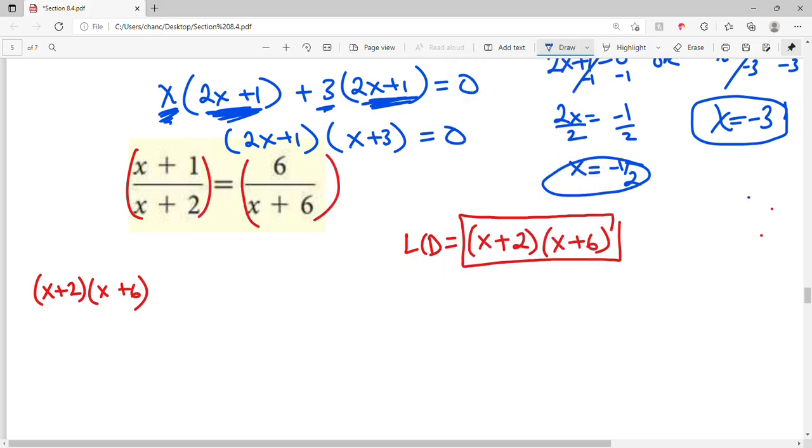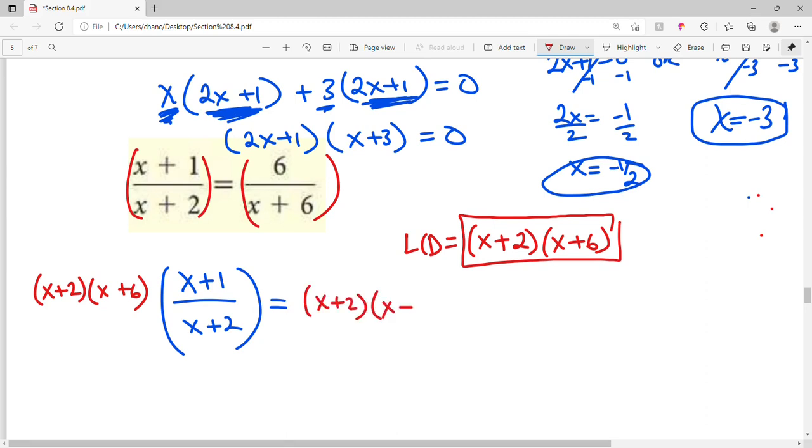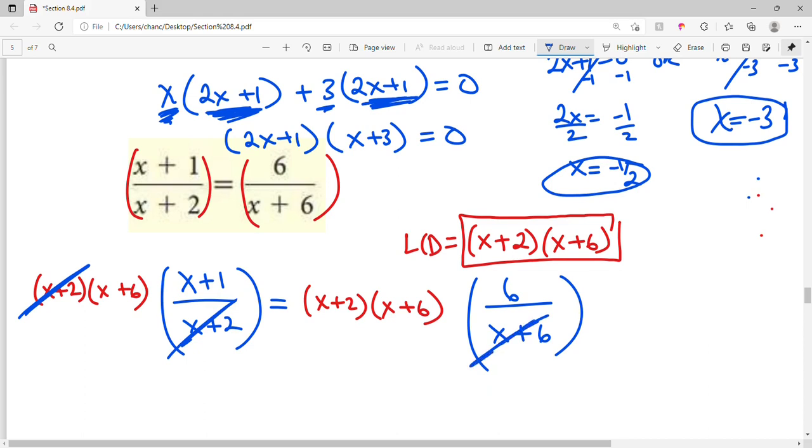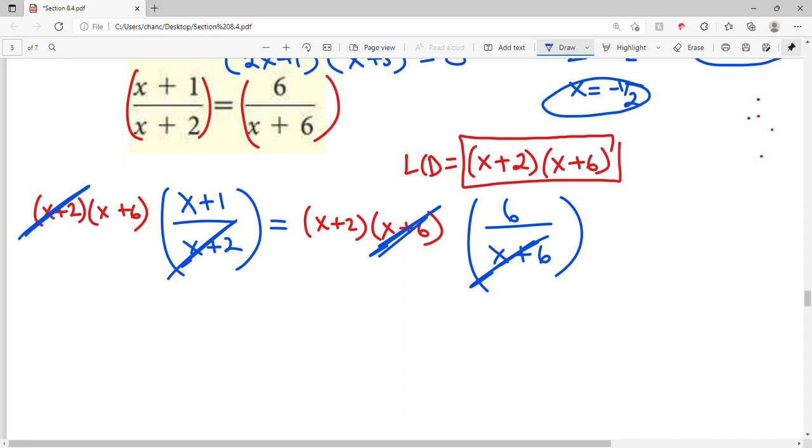To get rid of the fractions, we'll multiply x plus 2 times x plus 6 to every single term. That means I'll need to multiply it to x plus 1 divided by x plus 2, and that's equal to our LCD again, which is x plus 2 times x plus 6 times the right side, which is 6 divided by x plus 6. Now the reason we're doing this is notice that the x plus 2 and the x plus 2 divide out. The x plus 6 and the x plus 6 divide out. This leaves me with x plus 6 times x plus 1, and that's equal to x plus 2 times 6.